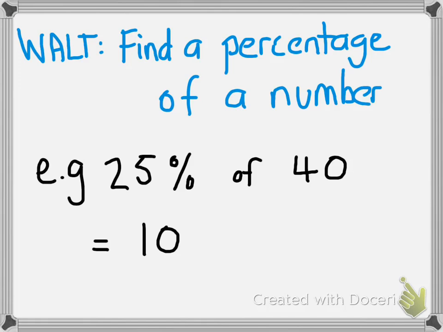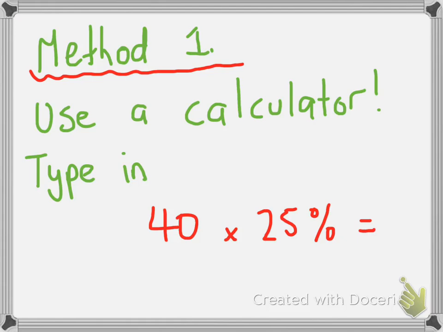So for example, 25% of 40, well that equals 10. So today I'm going to show you how to do that. Method 1, well you can just use a calculator, and if you've got one, sometimes that's the best option to use. So for something like this you can type in 40 times 25 and hit the percent button, and sometimes you have to hit the equals after that and it'll give you the answer, so 10.